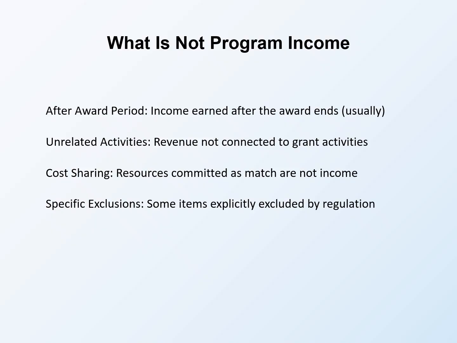Revenue from unrelated activities is not program income. If your organization earns fees from activities not connected to the grant, those revenues are not program income simply because you happen to have a federal award. The income must be directly generated by or result from grant-supported activities.